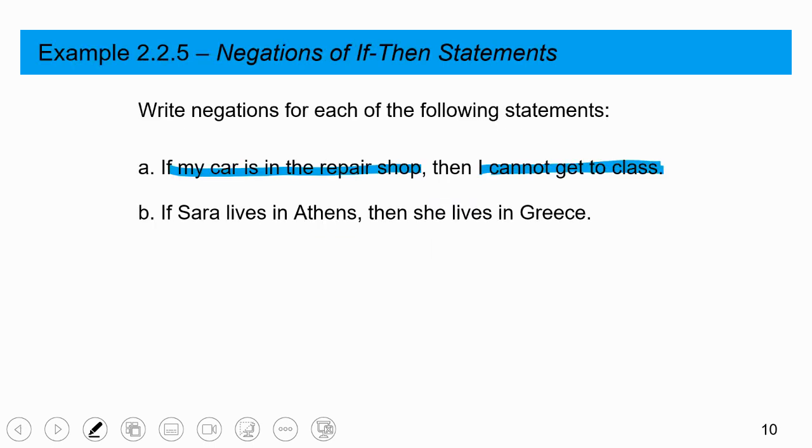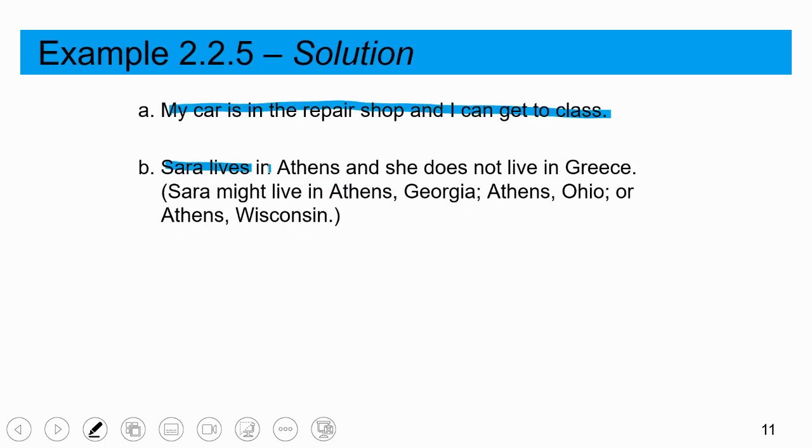All right, so if Sarah lives in Athens, then she lives in Greece. So the negation would be, all right, Sarah does live in Athens and she does not live in Greece. Sarah lives in Athens and she does not live in Greece. She might live in Athens, Georgia, Athens, Ohio, Athens, Wisconsin, and of course, we have Athens, Texas as well.